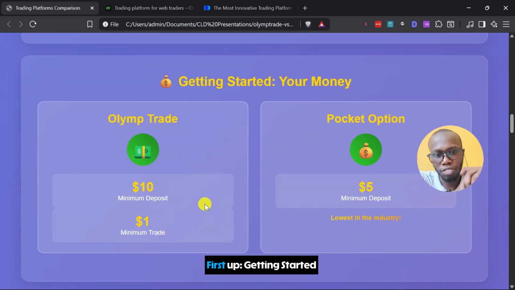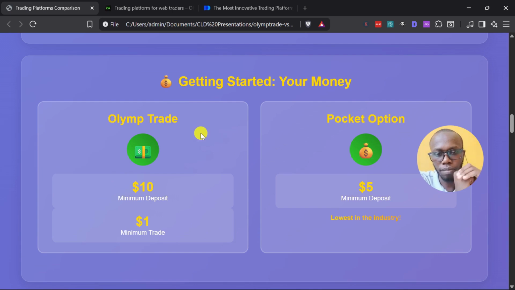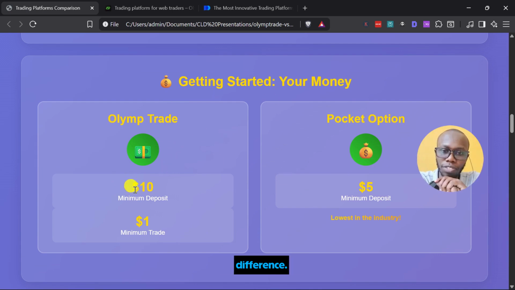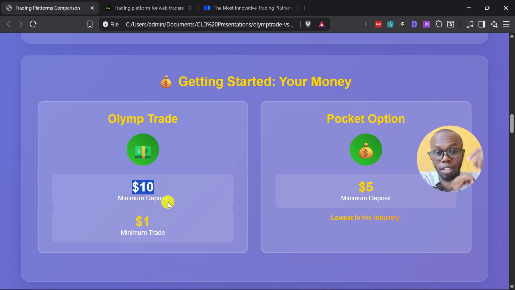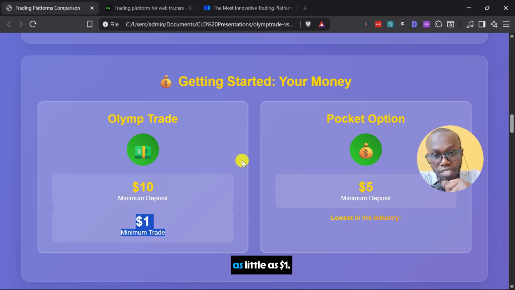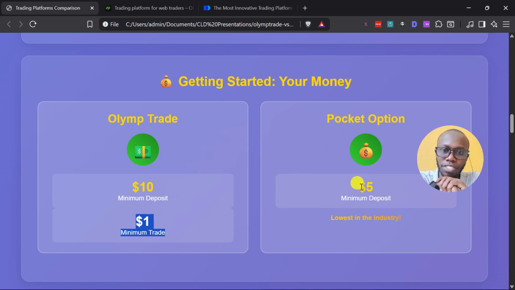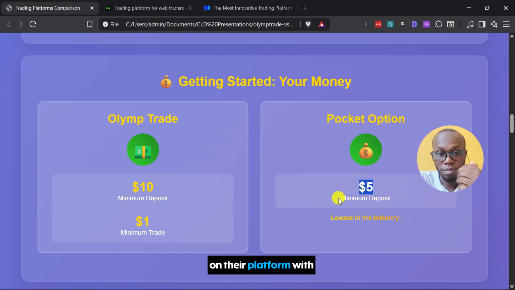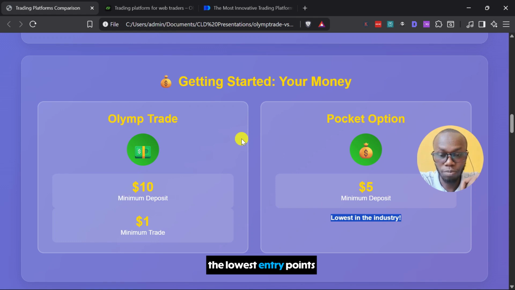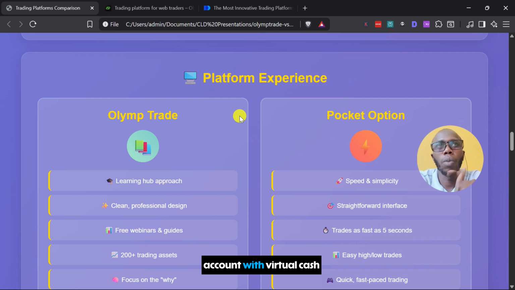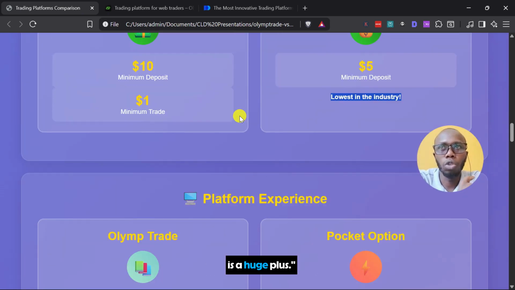Alright, let's get started. First up, getting started and your money. This is where we see the first major difference. Olymp Trade has a super accessible minimum deposit of just $10. With that, you can start making trades for as little as $1, but Pocket Option takes it even further. You can get started on their platform with a minimum deposit of just $5. This is one of the lowest entry points in the entire industry, making it incredibly tempting if you want to start with the absolute minimum risk. Both platforms also give you a free demo account with virtual cash to practice with, which is a huge plus.